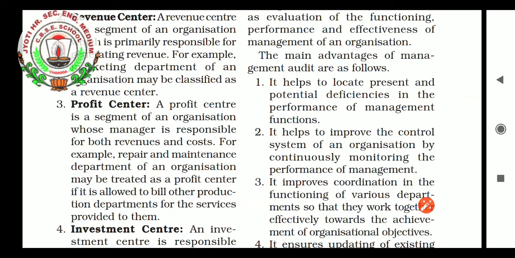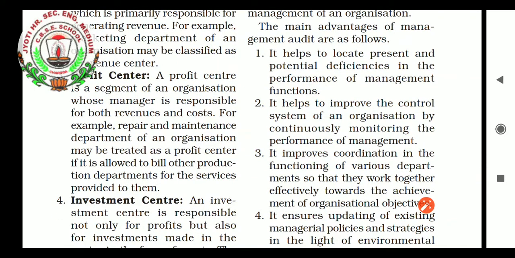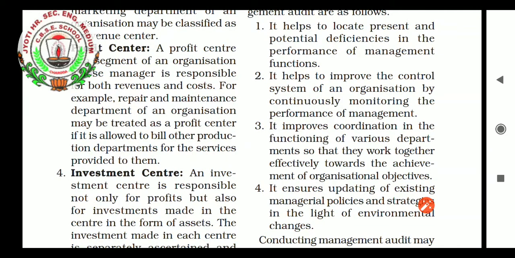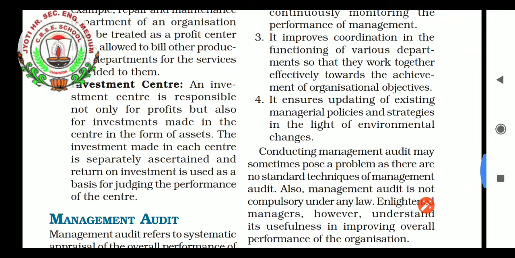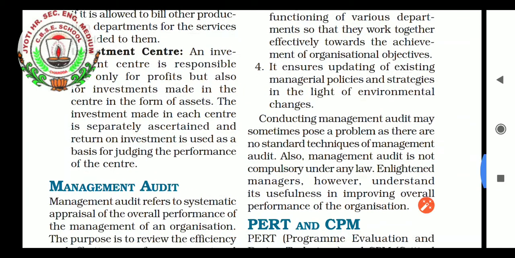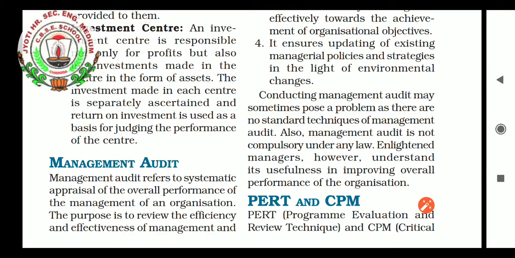So the main aim of management audit is to locate present and future potential deficiencies in the performance of management. It improves the control system of an organization. It makes the coordination of different people working in an organization so that they can focus on organizational objectives. It ensures updating of existing managerial policies and strategies. So this was management audit.